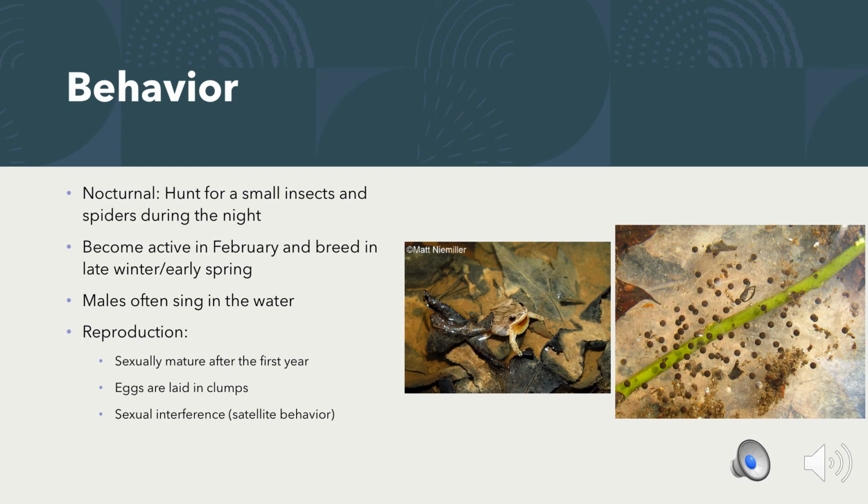Males often sing in the water with their head and forelegs above the water while grasping a blade of grass or a plant stem, which you can see in this first picture. This frog is calling out while grabbing onto something in the water. And their call can be compared to the sound of a finger running along a comb, as you can hear here.